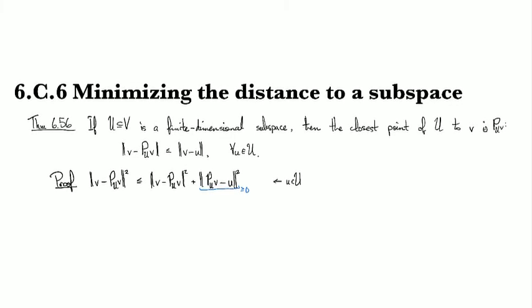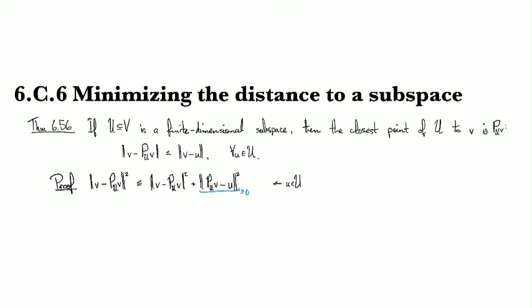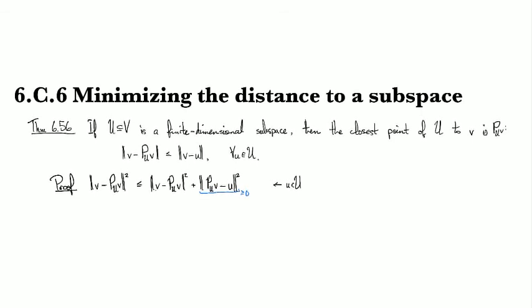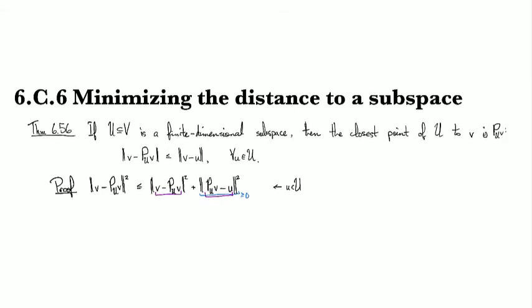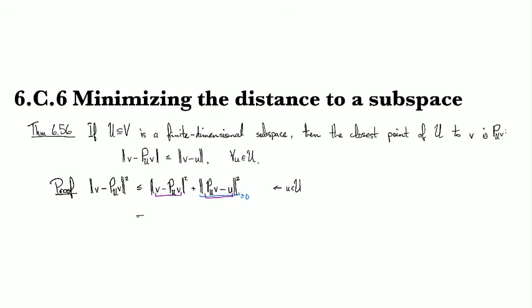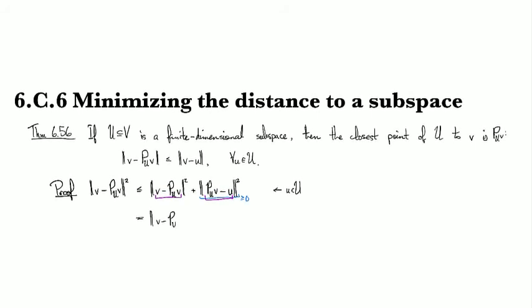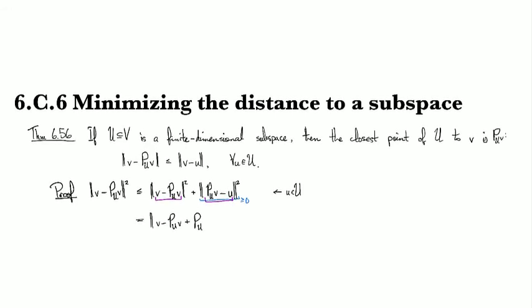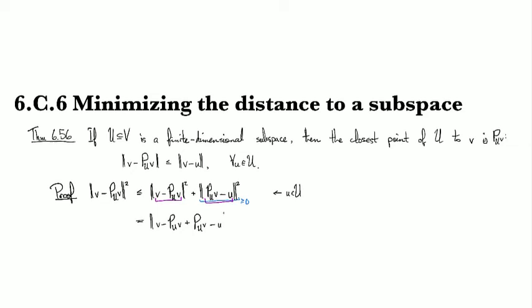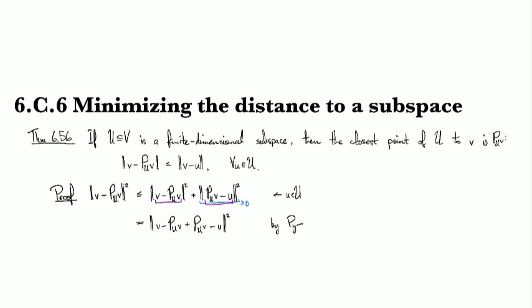Okay, and now actually the two things inside the magnitude squareds, so this vector here and this vector here, are actually orthogonal to each other. So this becomes norm squared of V minus projection of V plus norm squared of projection of V minus U by Pythagoras.